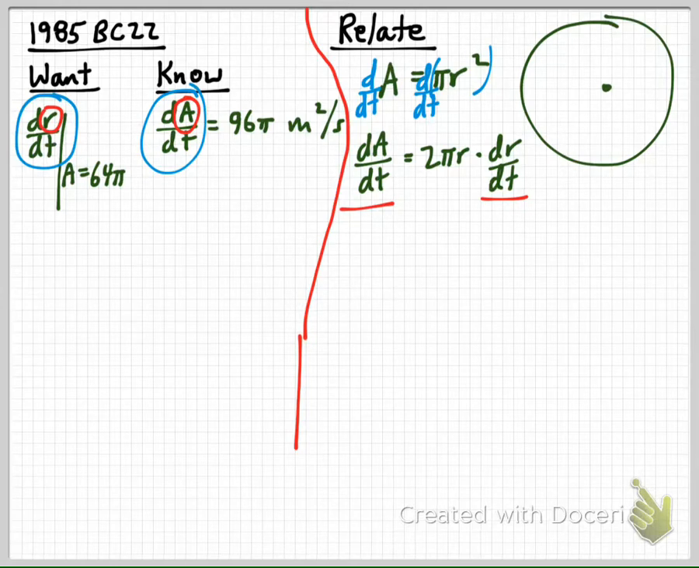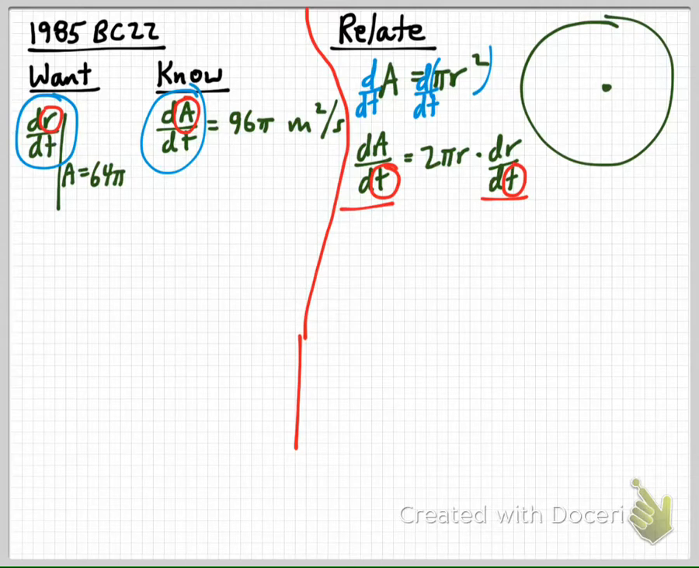So to reiterate as well, in related rates problems, we always are going to write what we want, what we know, and relate. So want, know, relate, and then differentiate. So we're always going to do that. And again, we're always going to differentiate with respect to time. It's always with respect to time, time being the independent variable, because these quantities are changing with respect to time.